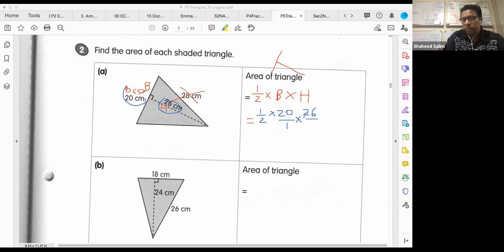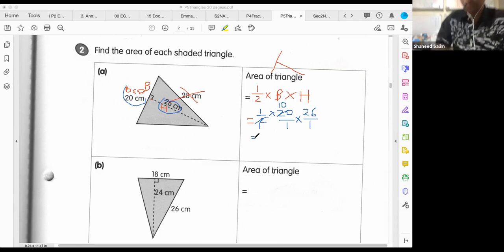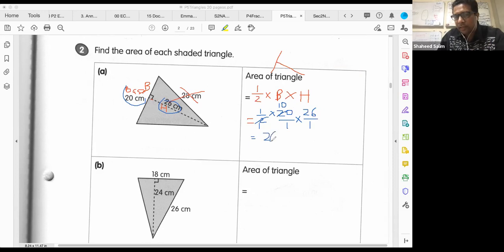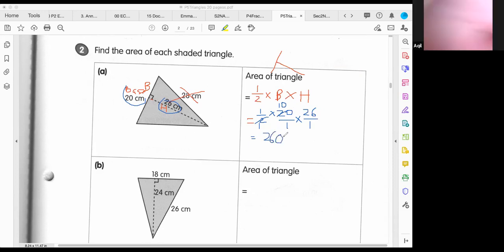Okay, so how to do? Down here you can divide by 2, you get 1. You divide by 2. So 10 times 26 is 260. Yes.